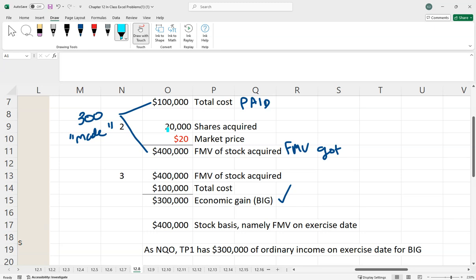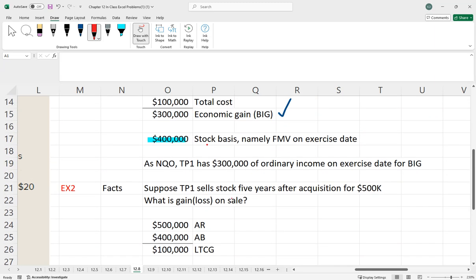His basis in that stock he received, so now he's sitting on 20,000 shares, will be the fair market value of what he got, not what he paid. That would be wrong for the basis. His basis is what it was worth on that date. So you can look at those other examples that say, later on in year 2 or 3 or whatever the case is, he sells it. If he sells it for 500 grand and his basis is 400, he's going to have $100,000 long-term capital gain.